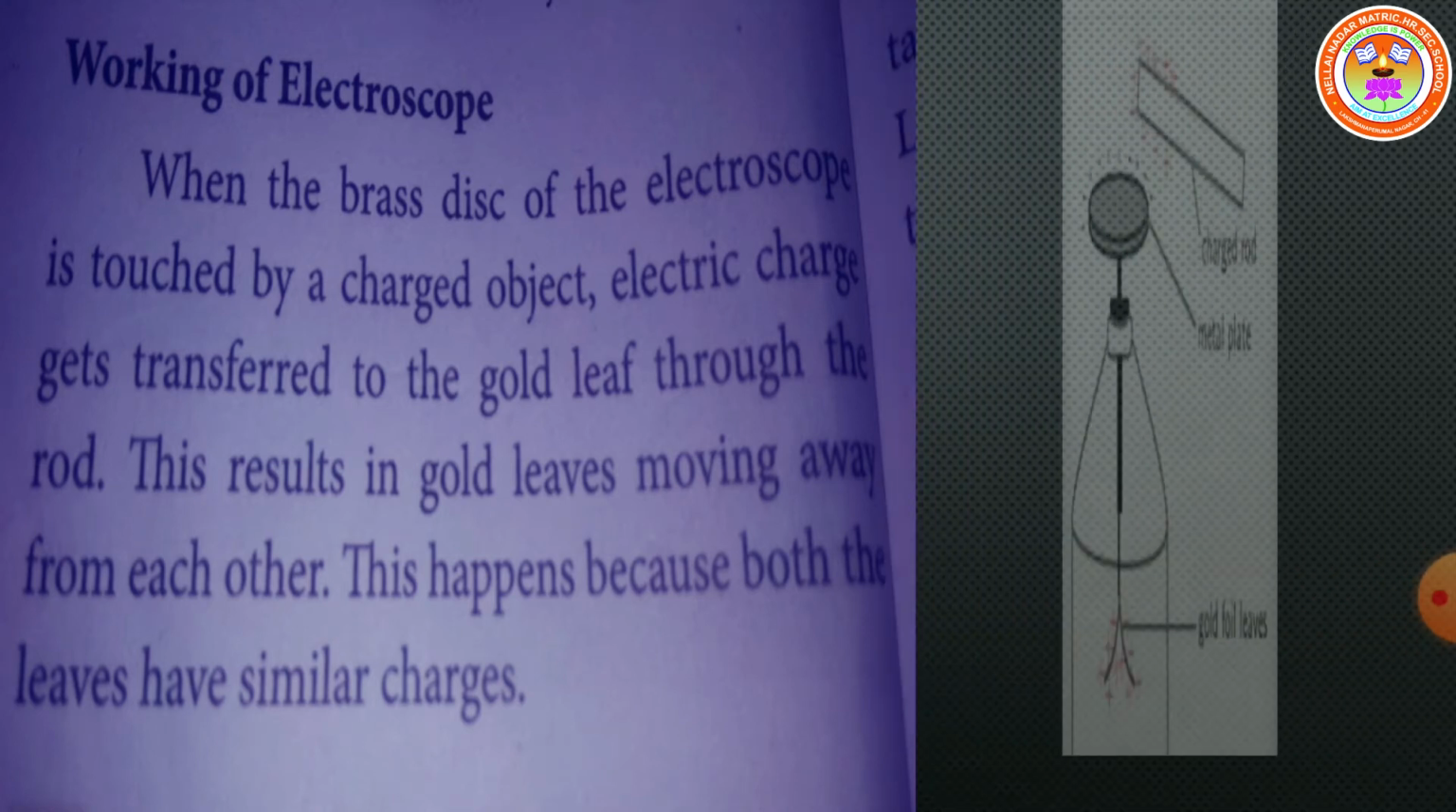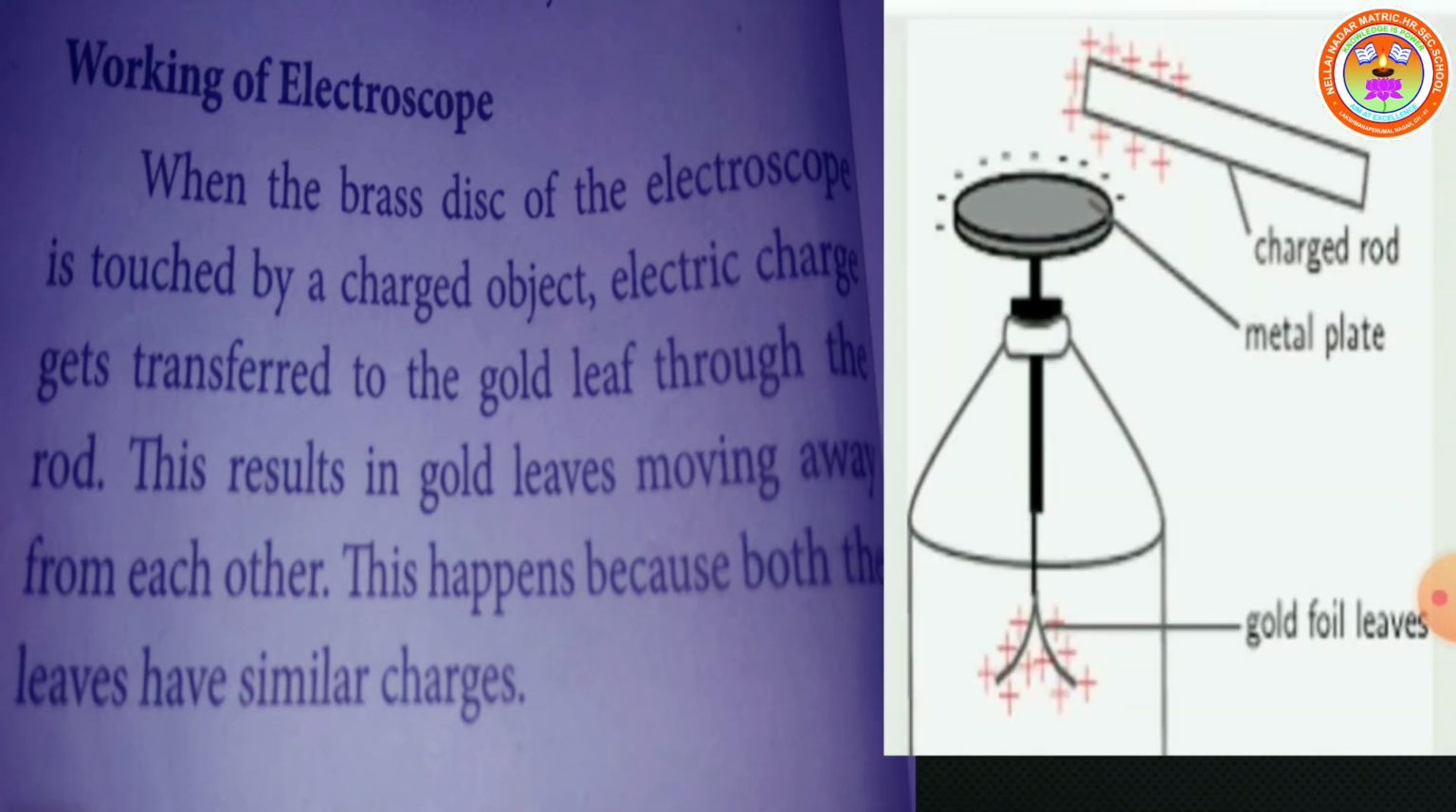Next we are seeing the working of the electroscope. When the brass disc of the electroscope is touched by a charged object, electric charge gets transferred to the gold leaf through the rod. This results in the gold leaves moving away from each other. This happens because both the leaves have similar charges. We know that, children, like charges repel and unlike charges attract.